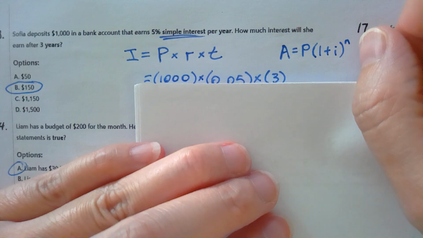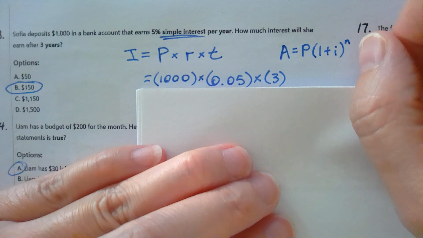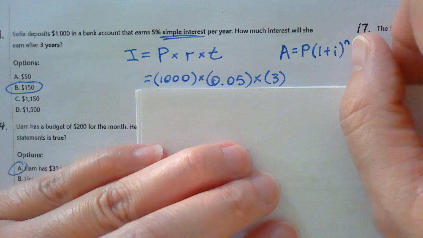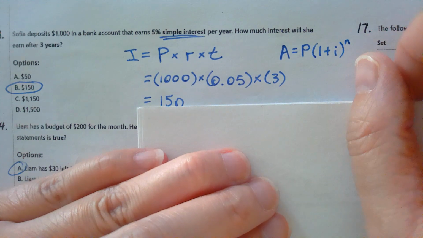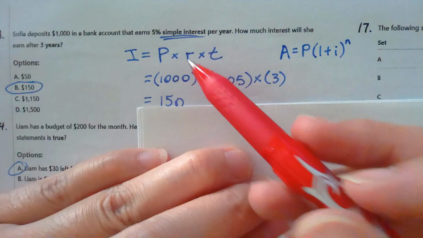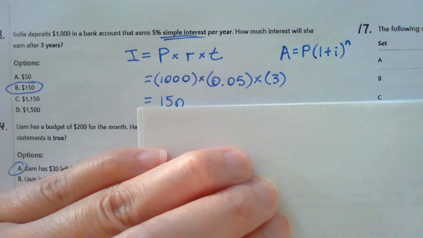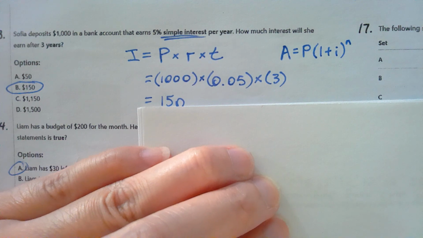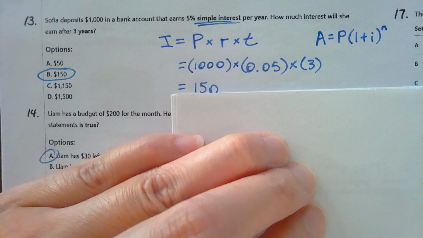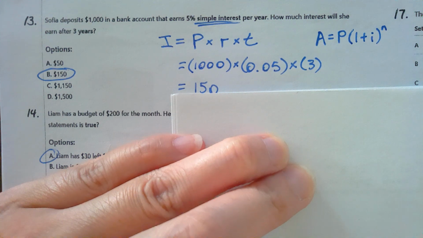Okay, so you're simply substituting those three numbers into the simple interest formula, and you get the 150. So you see how easy it is if you remember the formula. If you don't, well, yeah, you're stuck. Okay. Yes, they will ask that.